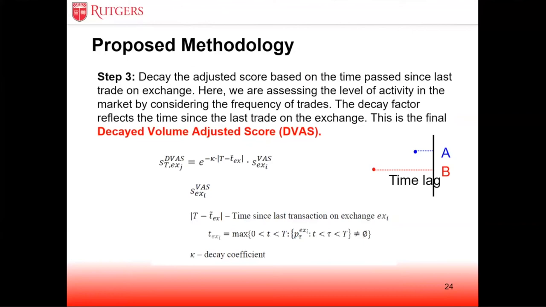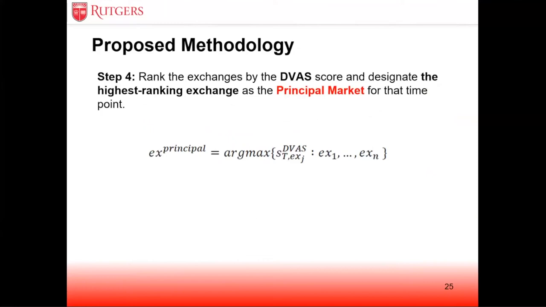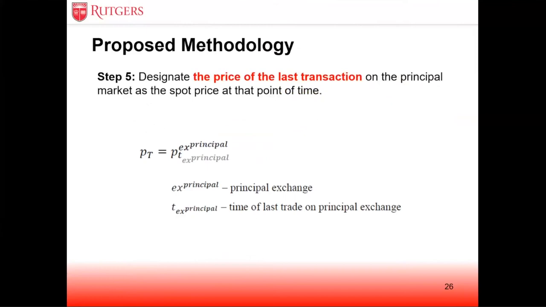So this DVAS, decayed volume adjusted score, includes the static characteristics, relatively long-term and short-term transaction behavior for this specific cryptocurrency pair among those exchanges. So the principal market for Bitcoin to US dollars would be the exchange with the highest DVAS. And the fair value measure for Bitcoin to US dollars at this specific moment would be the price of the last transaction on this determined principal market.